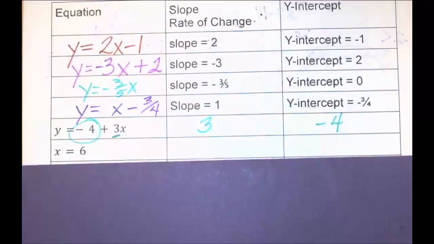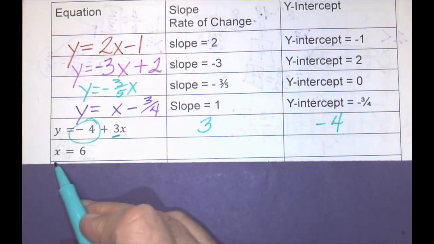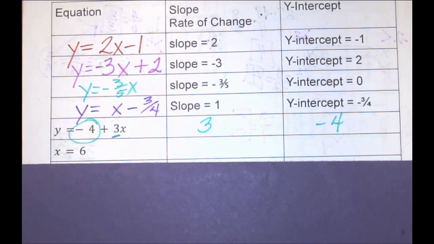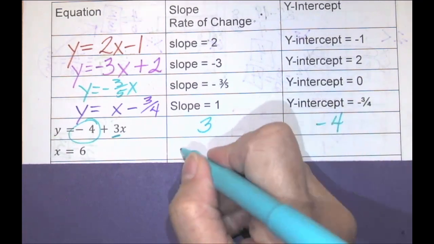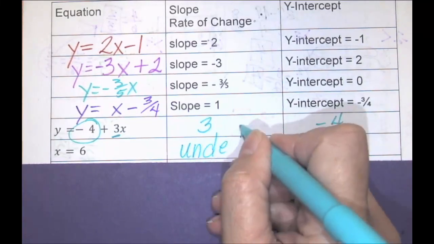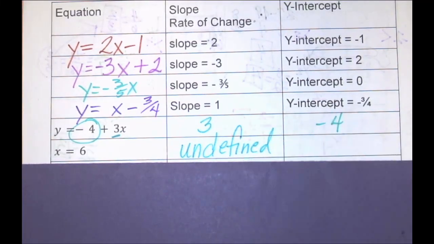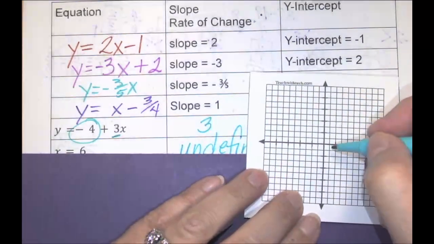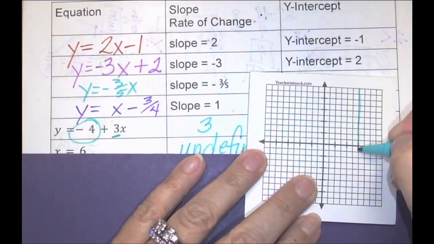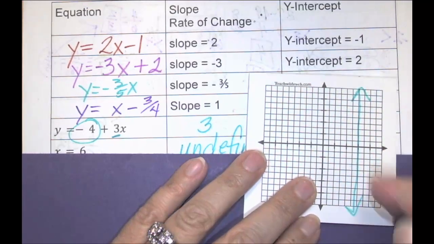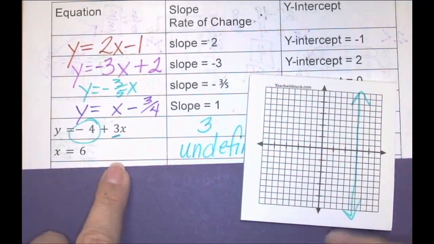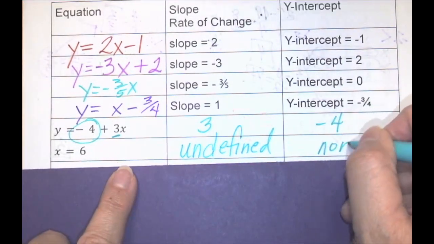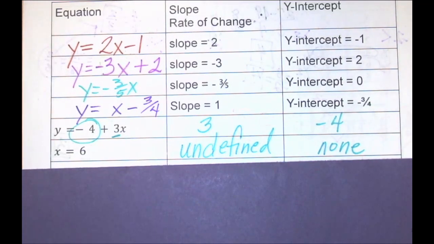Then this one's tricky. This one doesn't have a y at all. It has x is 6. That means every point on this line has an x value of 6. When x repeats, the slope is undefined. So this line would look like this. All the x's would be on 6, so it's a vertical line because it's not a function. Undefined slope. Does it ever touch the y-axis? No, so there's no y-intercept.